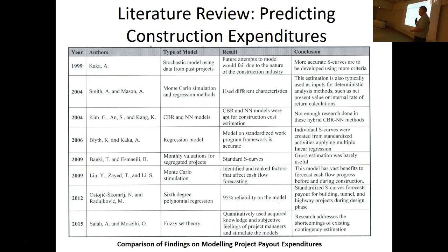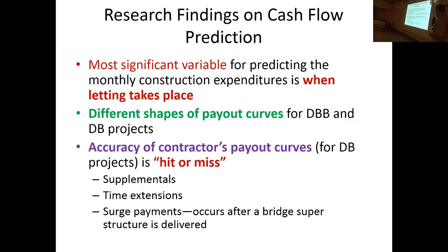Okay, with the literature review, there's a lot of literature of researchers trying to do the same thing, trying to develop accurate payout curves for projects using different modeling approaches: Monte Carlo simulation, for example, case-based reasoning, neural network models, different kinds of regression models, 6th-degree polynomial regression. So we kind of looked at all that. It's a lot of good research that's been done in this area, and we kind of followed along with some of the research and looked at some regression modeling techniques ourselves, looking at actual DOT project data, and trying to develop some kind of regression models. And that's what we spent a lot of time working on. So here's what we found.